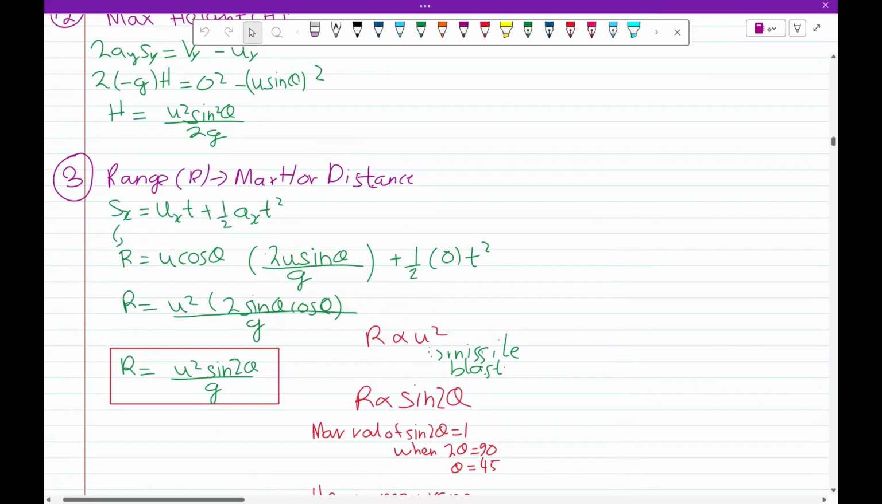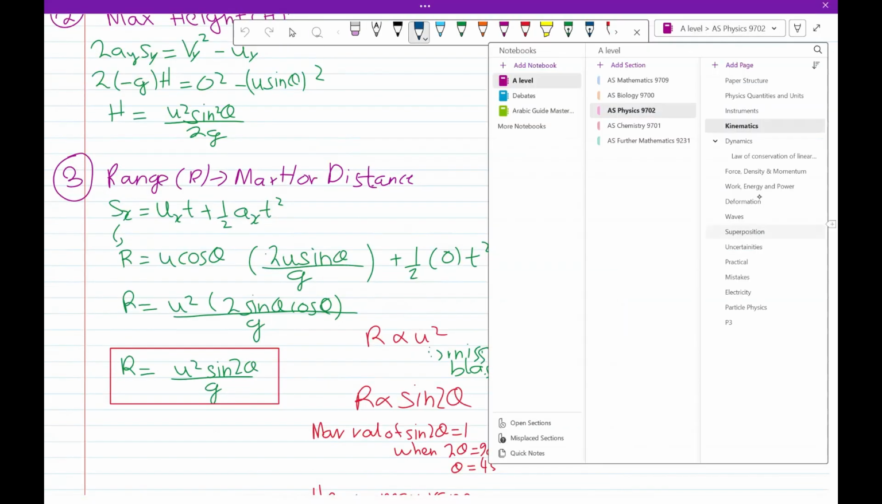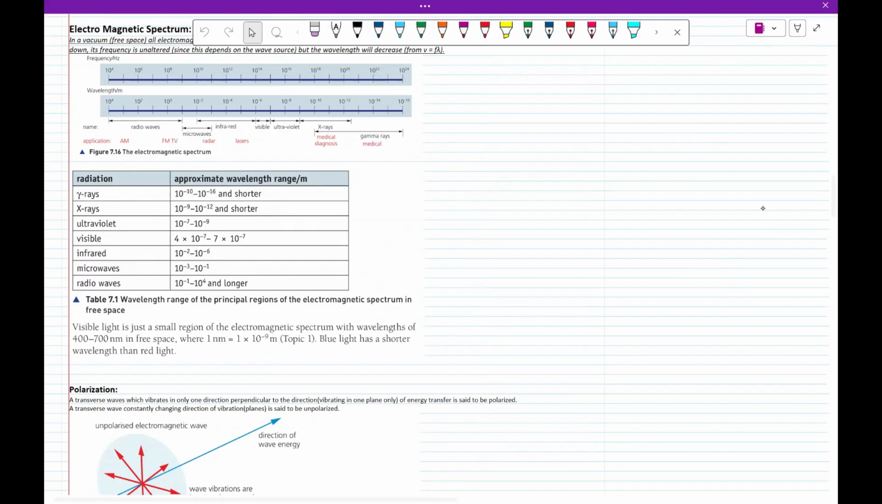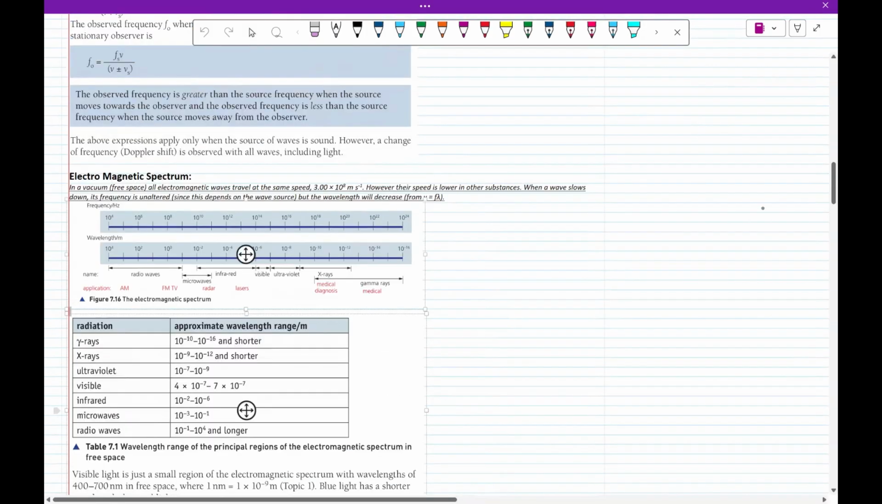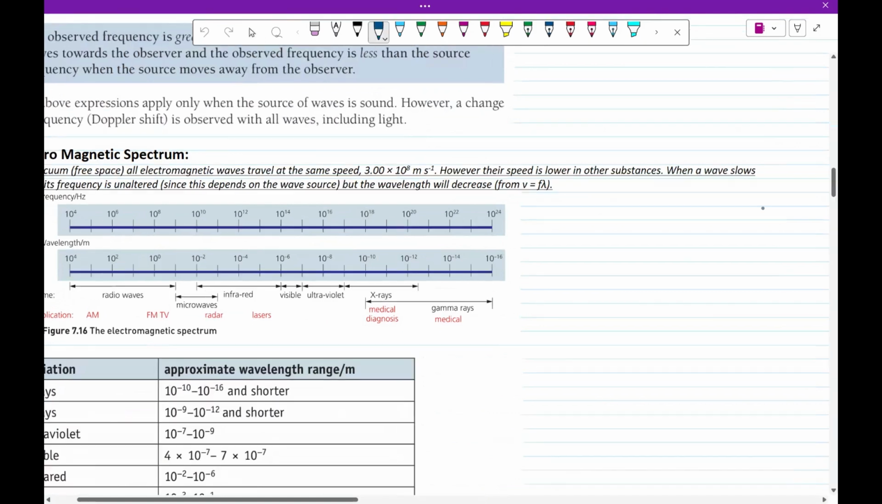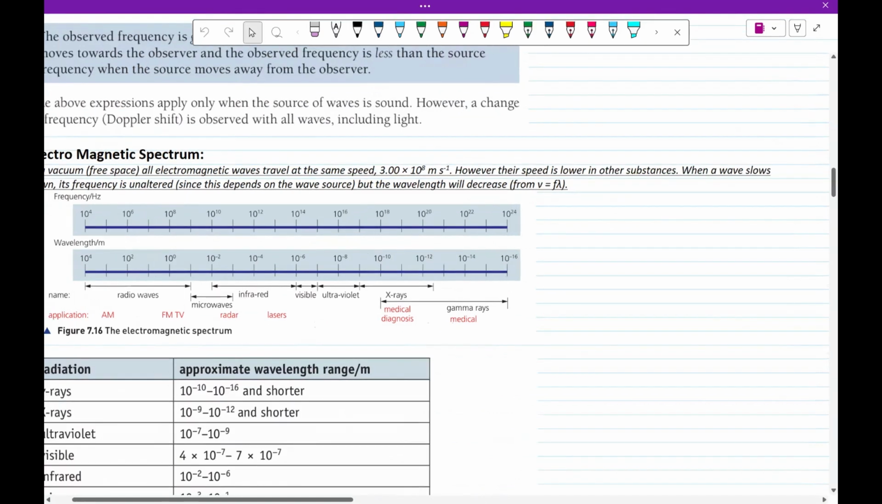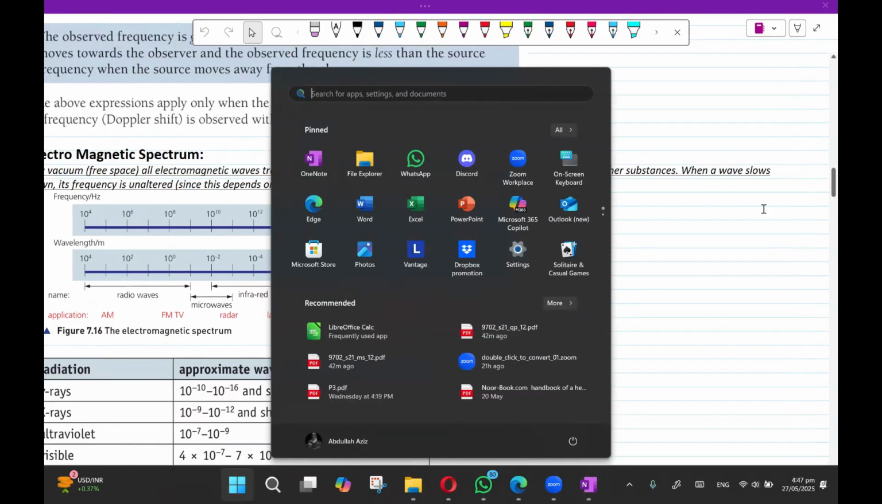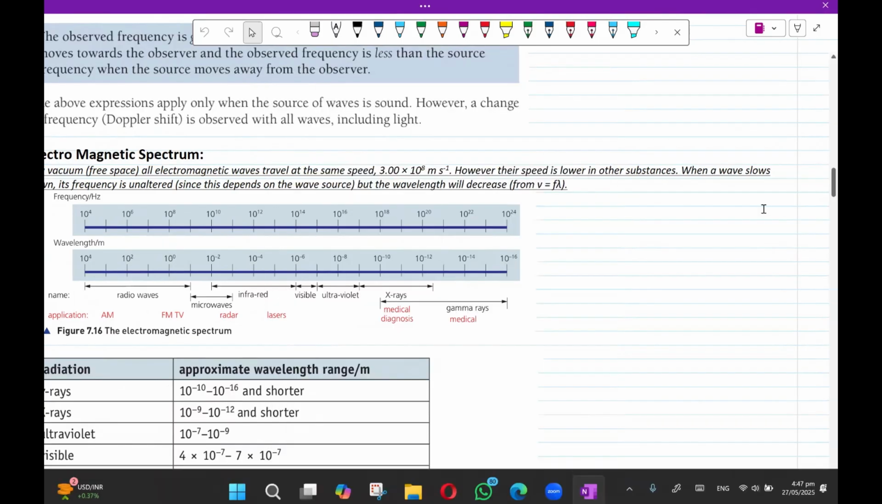I think I'll just share these notes when I upload the video. See, ultraviolet has a higher frequency. You can see gamma rays have a frequency of about 10^24, while radio waves have a maximum of about 1,000 hertz.